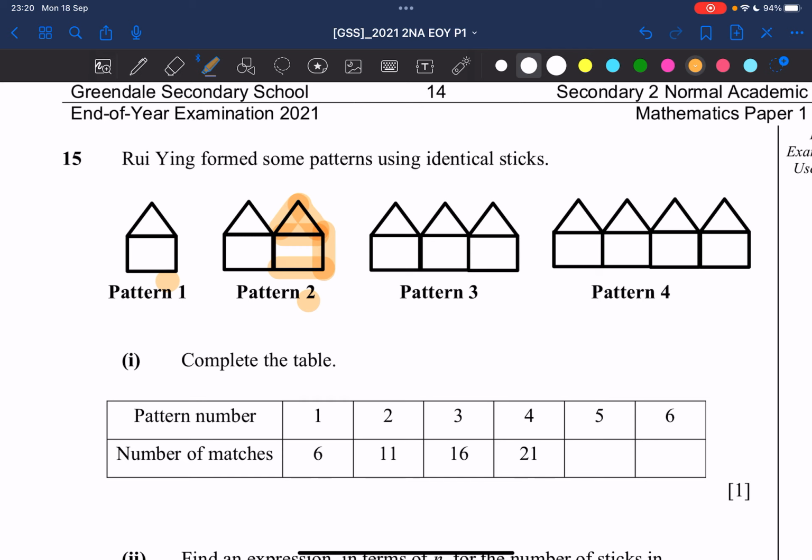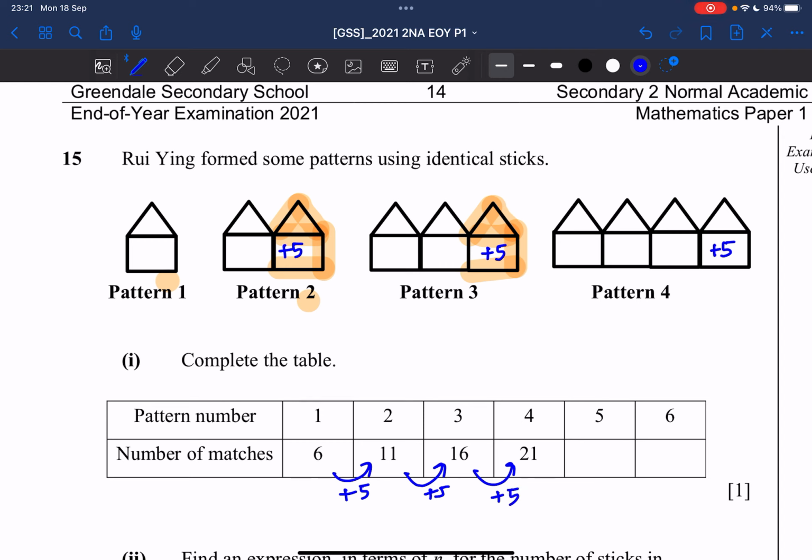Okay, so same. This one also we add on 1, 2, 3, 4, 5. So every time there is a plus 5 here, plus 5 here, then this one also plus 5. Plus 5 sticks. So you can also notice from your table, plus 5, this one also plus 5, this one also plus 5. So we can make a prediction from 21. You need to plus 5, so becomes 26. Then you plus another 5 becomes 31.